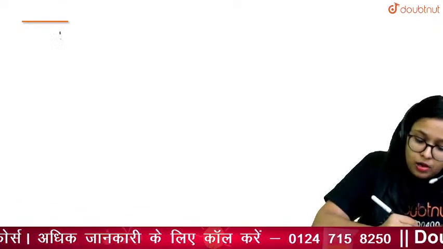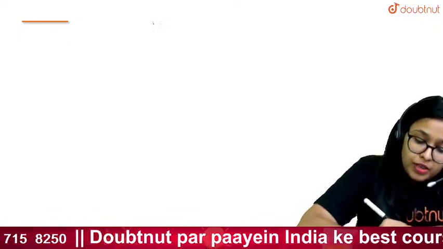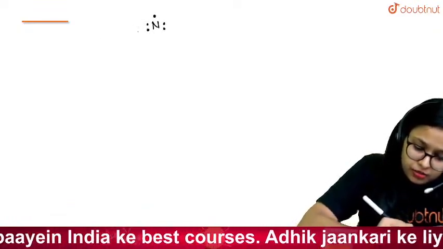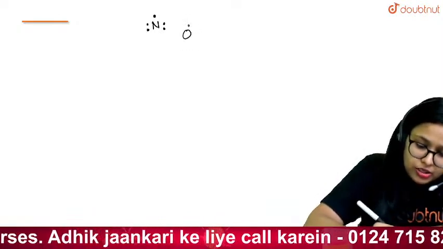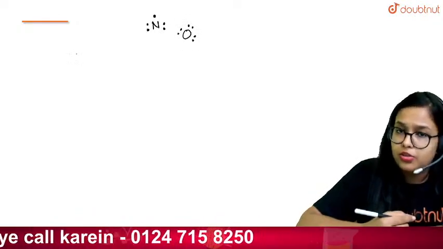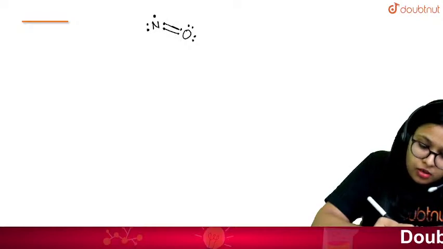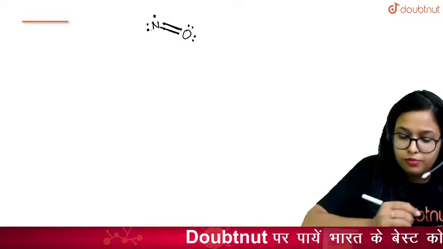Similarly, if I talk about KNO2 and AgNO2, first of all we need to understand what is the structure of NO2. Nitrogen has 5 electrons, right? Nitrogen requires 3 more electrons. Oxygen has 6 valence electrons. Oxygen requires 2 electrons to complete its octet. First of all, what happens is nitrogen and oxygen bonds are formed. One of the nitrogen and oxygen bonds are formed.